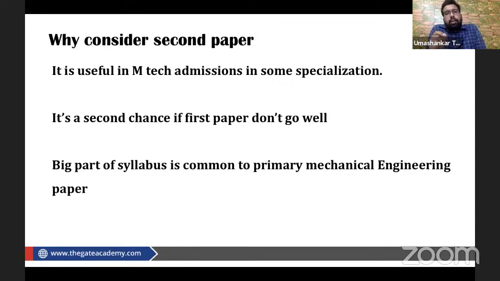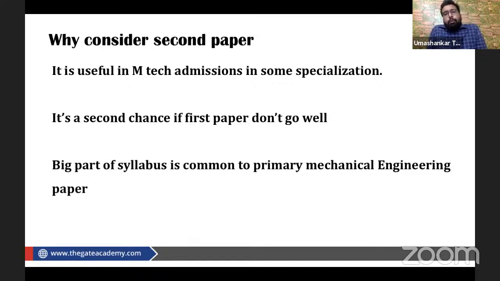only the production engineering branch of MTech, right? Like in IIT Roorkee, we have production and industrial engineering, MTech in production and industrial engineering. In that, both mechanical and PI GATE papers are allowed. Are you getting my point? Both mechanical engineering and PI papers are allowed.